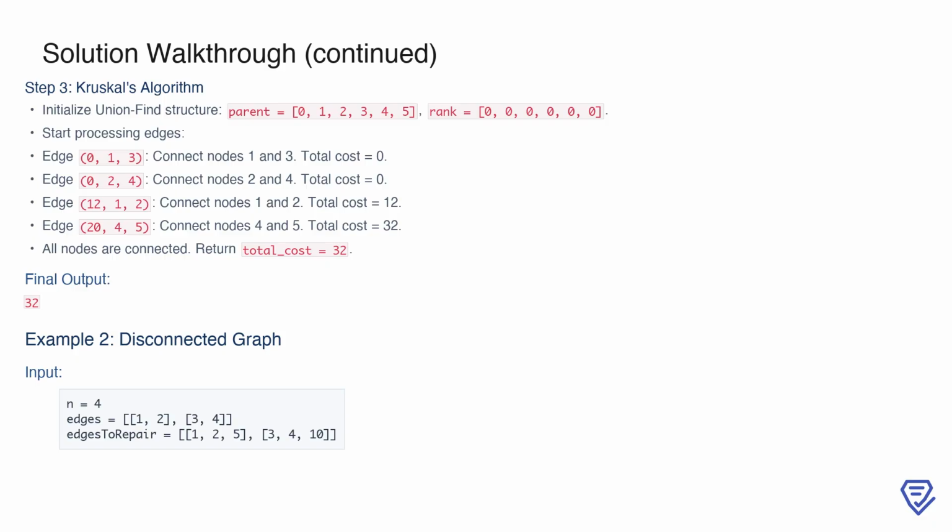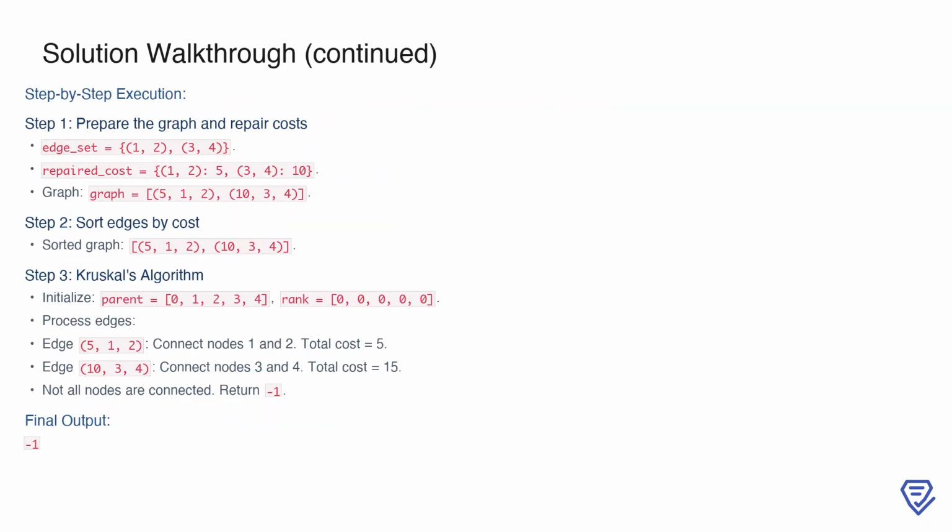Starting with the edge (0, 1, 3), we connect nodes 1 and 3 since they belong to different components. This operation incurs no cost, keeping the total cost at 0. Next, we process (0, 2, 4), and connect nodes 2 and 4, again at no cost. Moving to the edge (12, 1, 2), we connect nodes 1 and 2, which adds a cost of 12 to the total. Finally, the edge (20, 4, 5) connects nodes 4 and 5, adding 20 to the total cost. At this point, all nodes are connected, and the total repair cost is 32, which is returned as the final output.